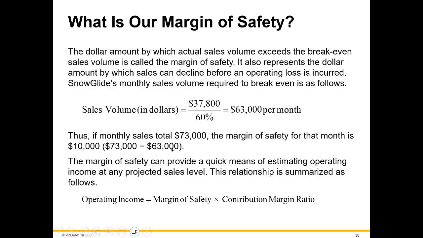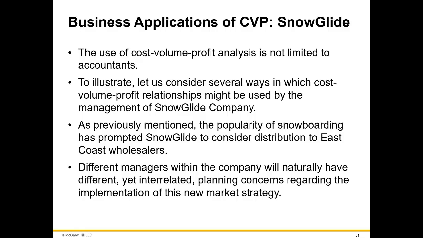Okay, so we can go a little bit further and say, how big of a margin of safety do you want? And multiply that by the contribution margin ratio. And that will help us quickly determine our estimated operating income at any projected sales level. Okay, so cost volume profit is not just used by accountants. It's used by essentially all decision makers, or at least ways to think about it. So, as previously mentioned, the popularity of snowboarding has prompted Snow Globe to consider distribution.